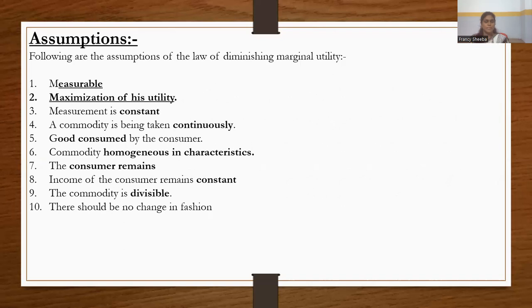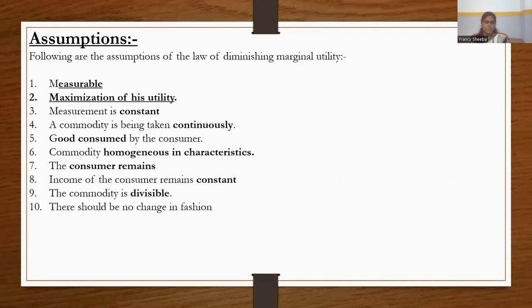3. It is necessary that a standard unit of measurement is constant. 4. A commodity is being taken continuously. Any gap between the consumption of a commodity should be suitable. 5. There should be proper units of a good consumed by the consumer. 6. It is assumed that various units of the commodity are homogeneous in characteristics.